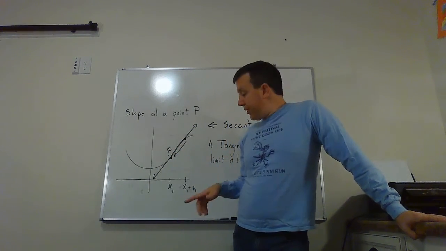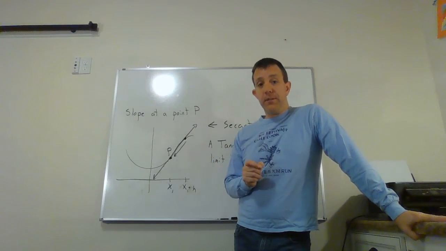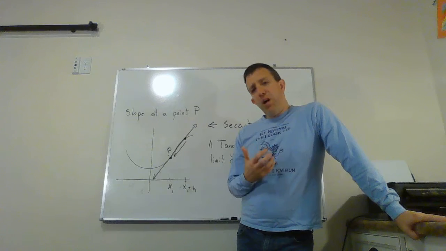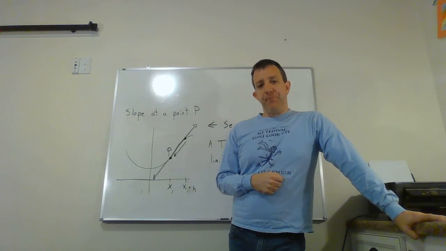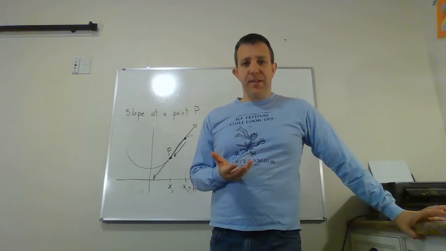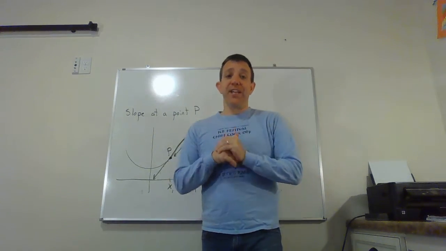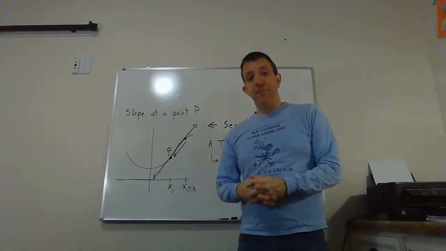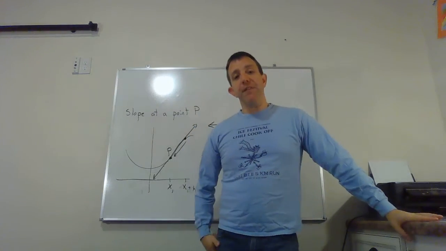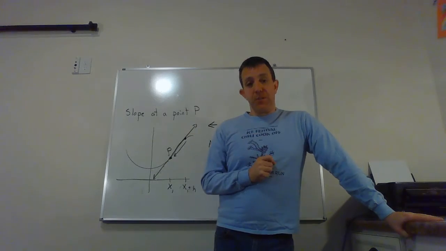In other words, what we're going to do is we're going to force h to get very, very small. How small? Almost, but not quite 0. How small is that? As small as we want it to be. That's really what we're looking at here. It's as small as we want it to be. And the idea is we're going to try and figure out where this slope is going as h gets smaller.